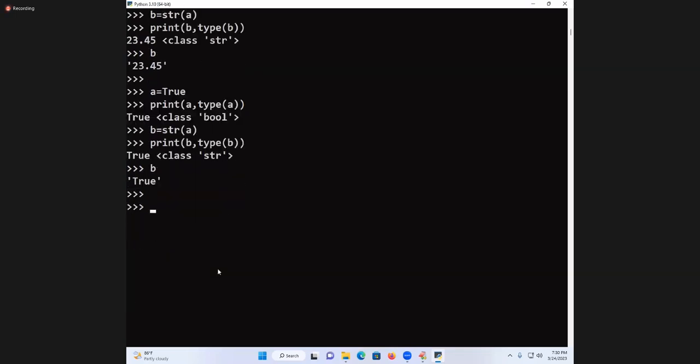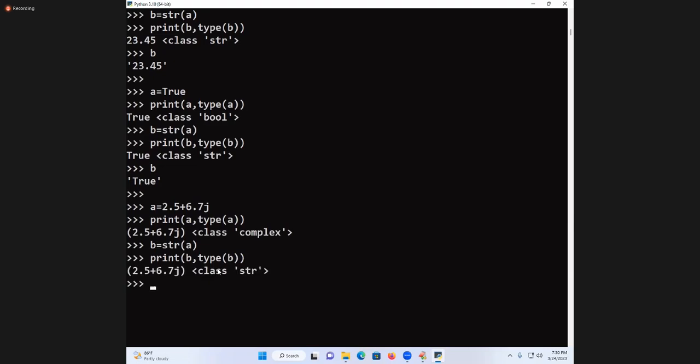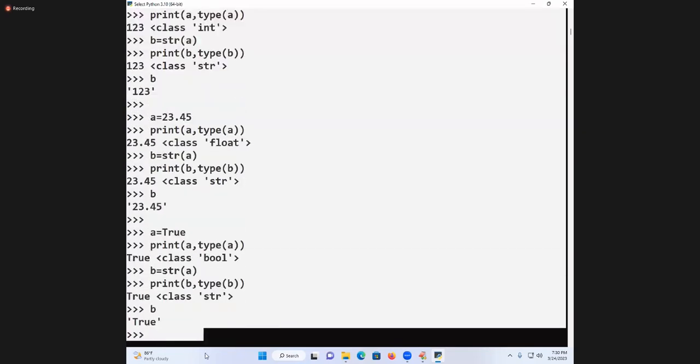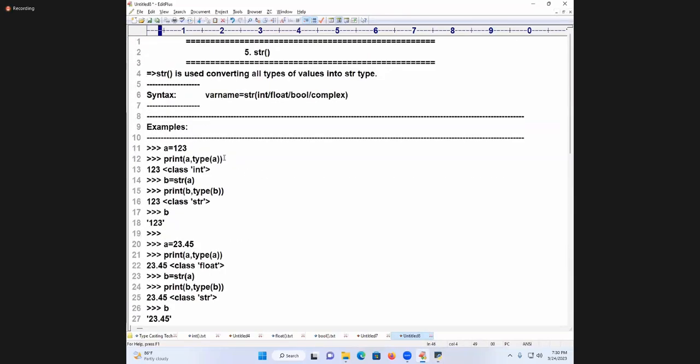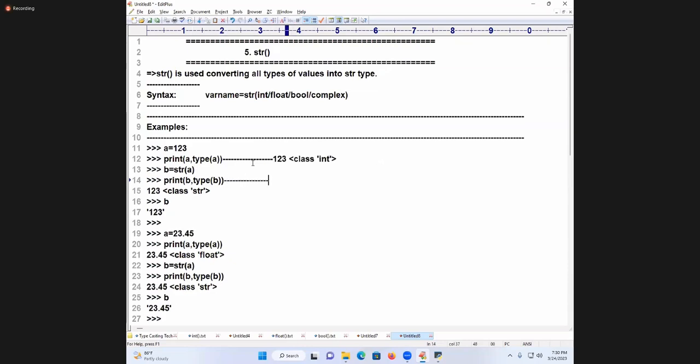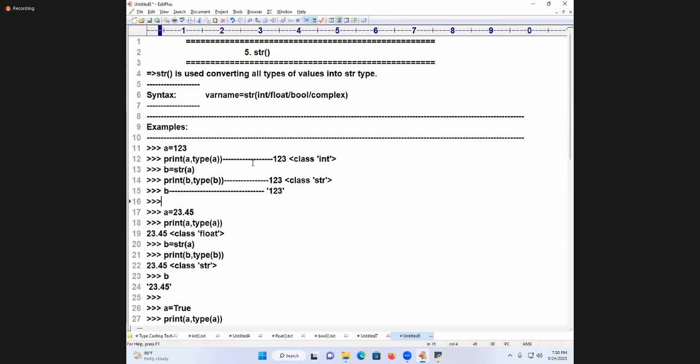Yes. Next, last: a is equal to 2.5 plus 6.7j. What is the type? Complex type. b is equal to str of a, possible or not? Print b. Is 2.5 plus 6.7j within single quotes or not? These are all called possible types of values, students. I'm going to paste the examples. In programming, these are very important techniques. This is how b is internally available.